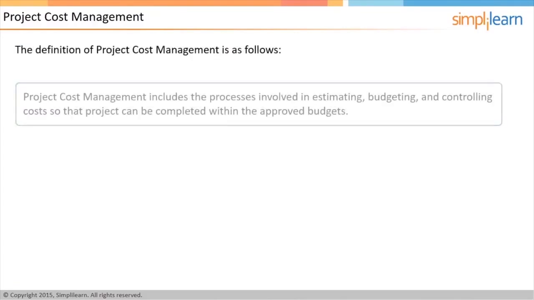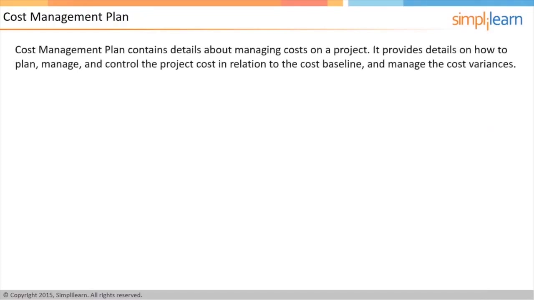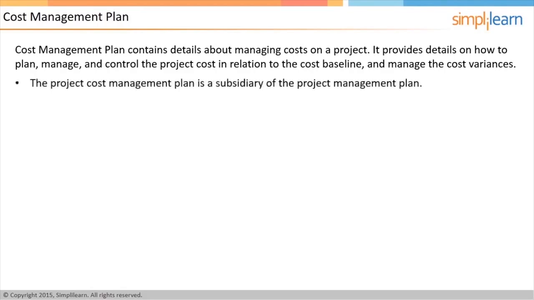Project cost management involves activities like estimating the cost of each of the project activities, adding the cost estimates of the related activities to arrive at the cost budget, and controlling the cost to ensure that project activities are completed within the defined budget. In the next screen, let us discuss Cost Management Plan. The Cost Management Plan is a vital step in project cost management. It contains information like planning the project cost, managing and controlling the project in relation to the cost baseline, and managing cost variances. Project Cost Management Plan is a part of the Project Management Plan.